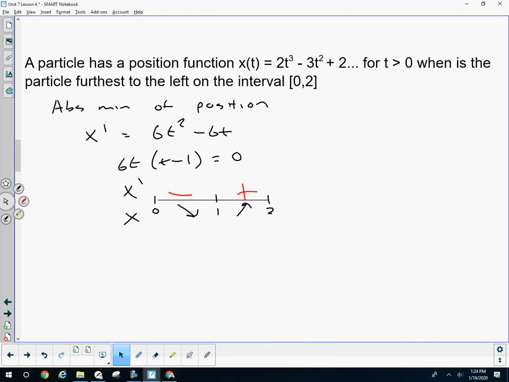Since x prime is negative, then positive, x must be going down, then up. I must be furthest to the left at t equals 1. Oh, that's all you have to do.